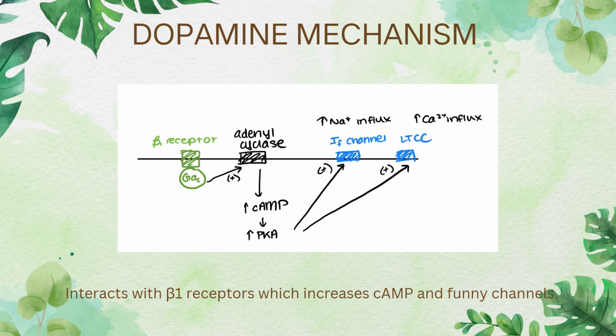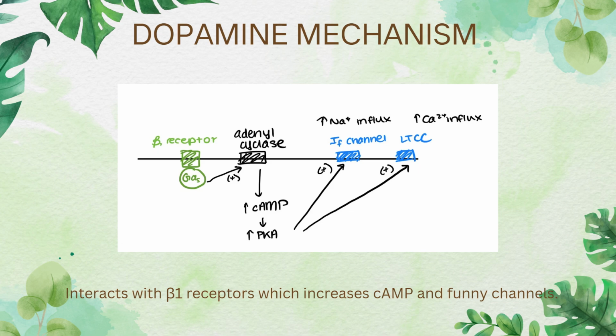PKA essentially increases funny channels as well, which is going to increase the rate of our depolarization. This means that depolarization phase will occur a lot more quickly and the action potentials will be fired faster and cause an increase in the heart rate.